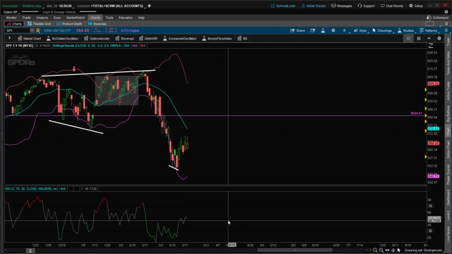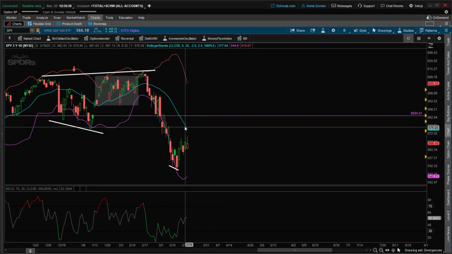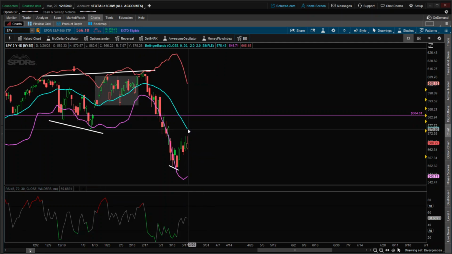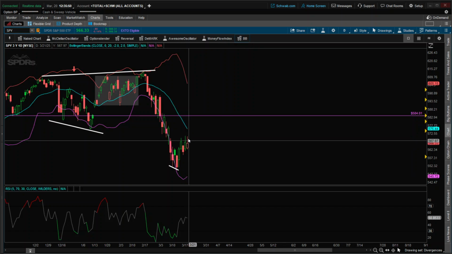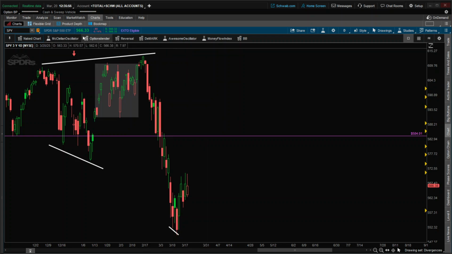Bollinger Bands. No setup yet here. We're not even to this mid-range, which I do think we get to. And again, it's right at the zone that we're talking about, that 474, 475. So by tomorrow, if we hit that mid-range, I think we'll probably get our pause there.